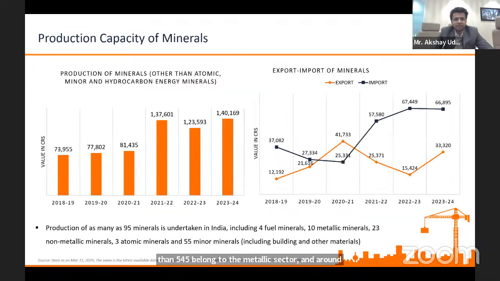The next slide showcases how the production capacity of minerals has increased in the past years. This slide showcases that from 2018, where the production was around 74,000 crores, it has now increased to a staggering 1,40,000 crores. It has almost grown by 90% in the past 6 years. And what are the reasons that have led to this increase? This can be attributed to two simple reasons.